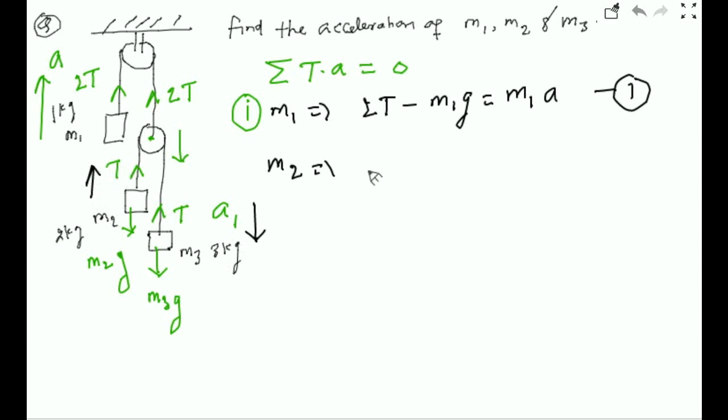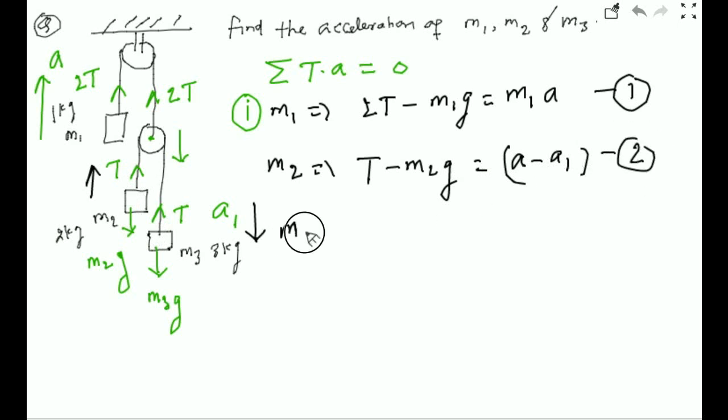So which force will be greater? T will be greater. So T minus M2G equals mass times the net acceleration with respect to the ground, because this pulley was coming with acceleration A, but this is going with acceleration A1. So always you have to find the net acceleration, which will be A minus A1. That is the second equation.